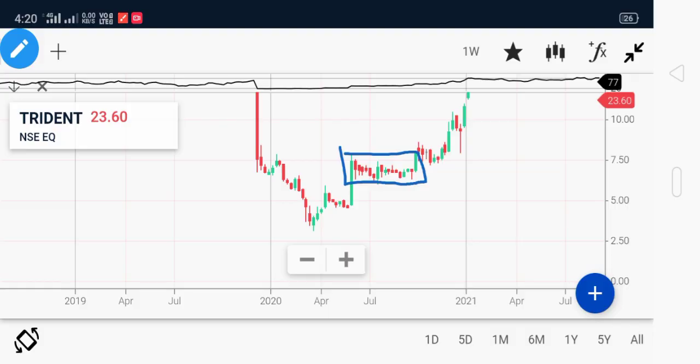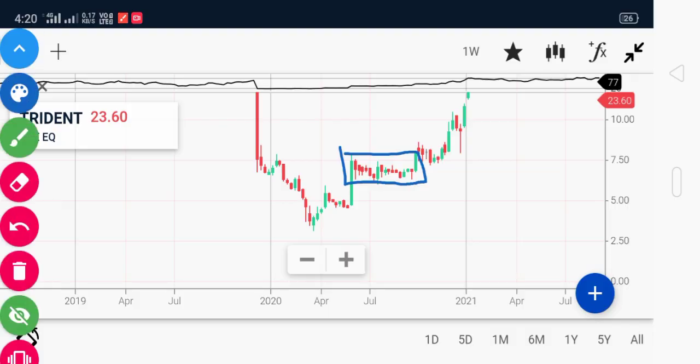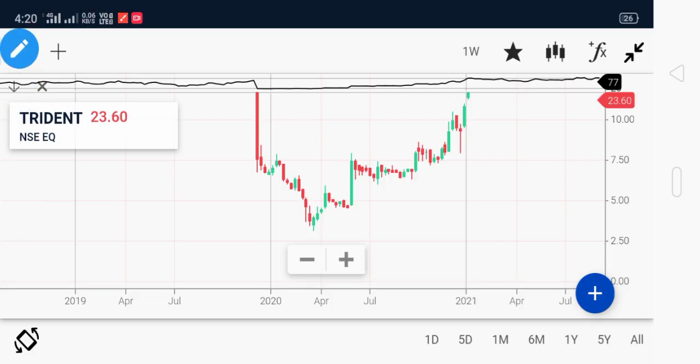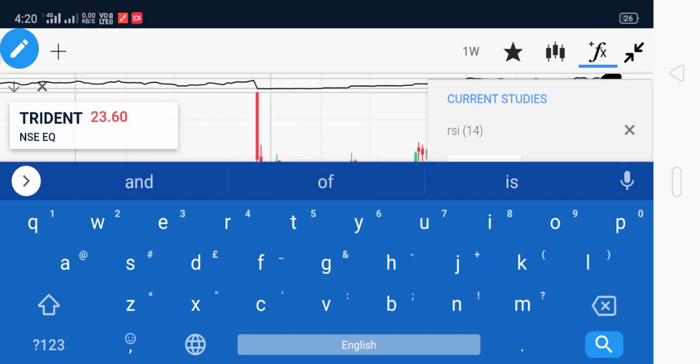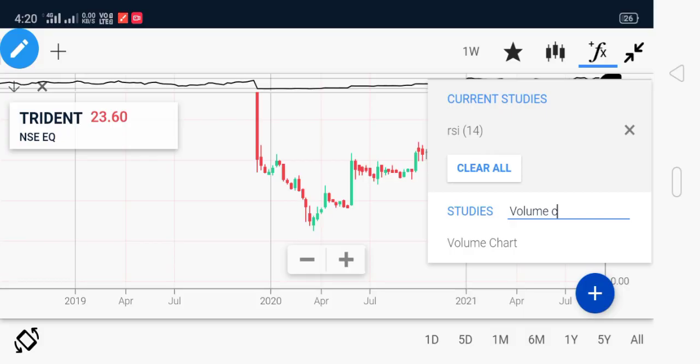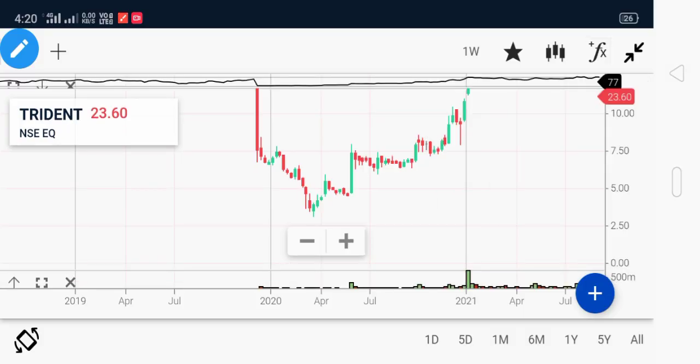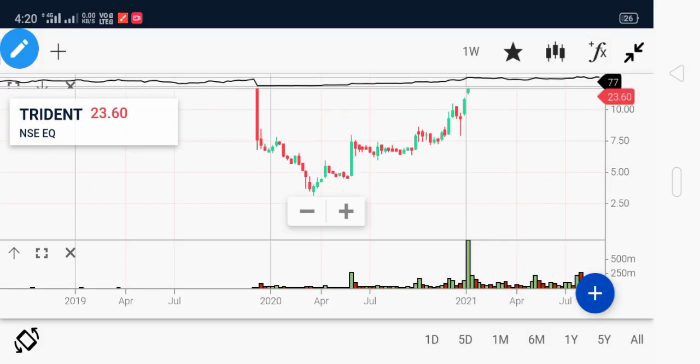Two things done. What is the third thing? Volume. Let's bring volume. Let's see how the volume is. Is the volume green or is the volume red? It is green, right? It is filled with green. So what do we have? We got three things. First one, half moon. Second one, sideways movement after the half moon. Third point, volume.